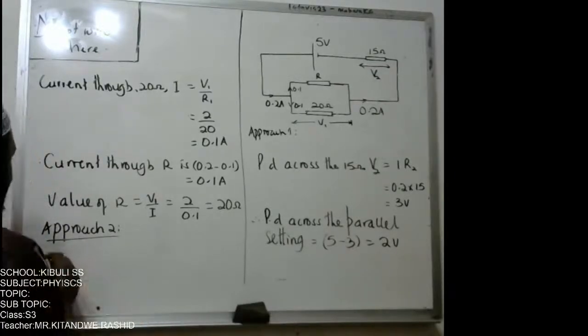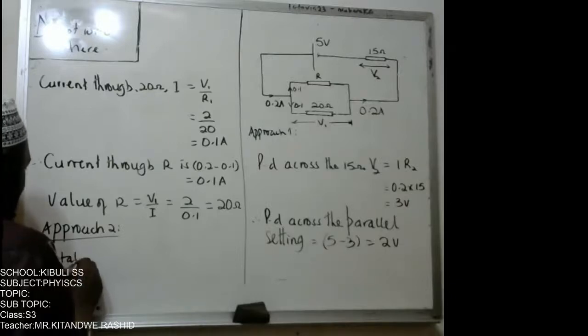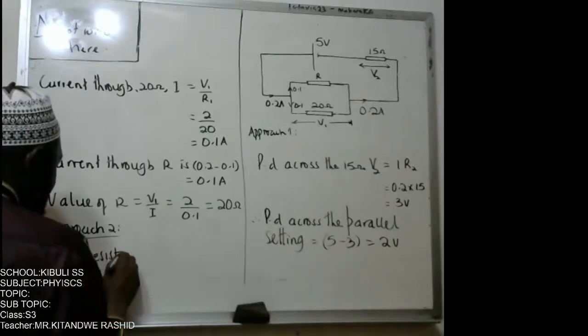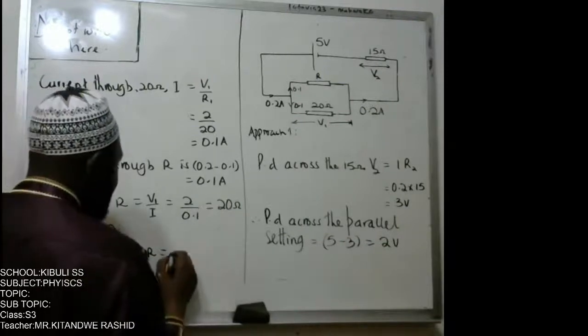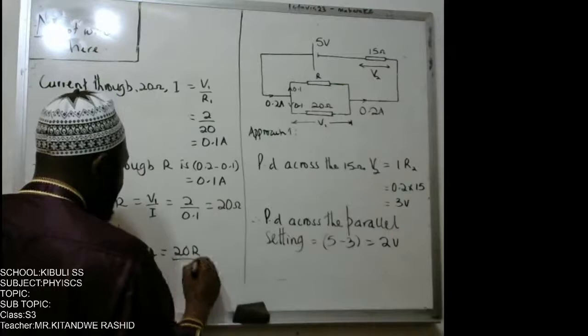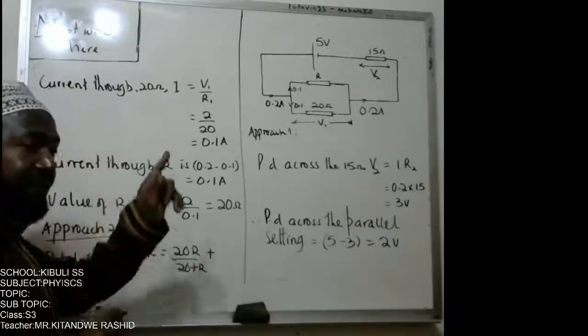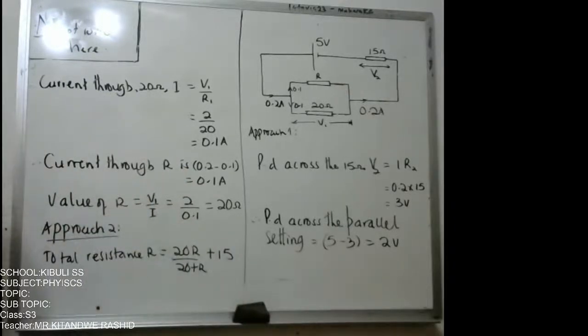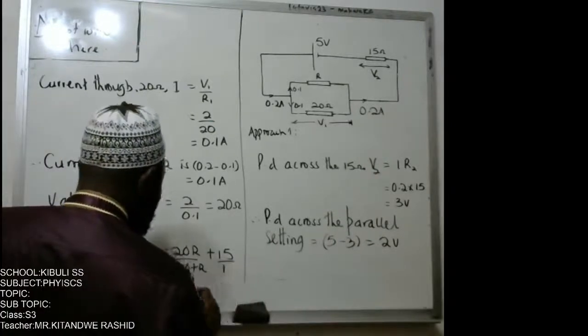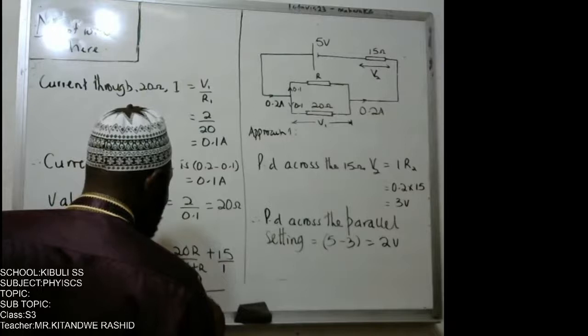Total resistance is going to be product over sum, 20R over 20 plus R, plus 15. You get that one? Now, like I said, it's more mathematical. If you are not mathematically inclined, I'll give you some hard time. Okay, I've got the LCM to be 20 plus R.